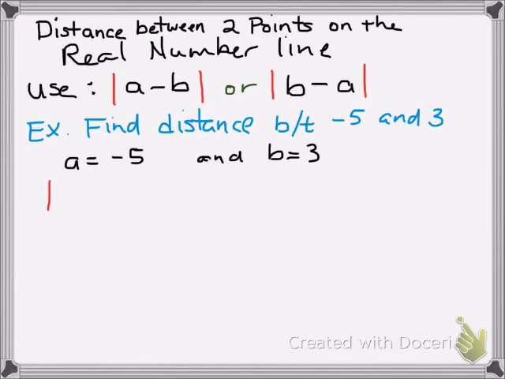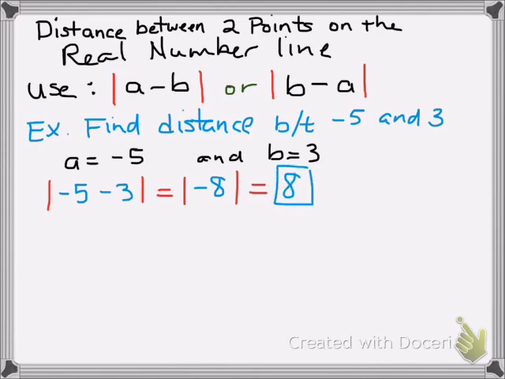So using the formula, we have the absolute value. We're going to substitute the value of a with -5, minus substituting the value of b, which is 3. Well, -5 minus 3, since they're both negatives, becomes -8. But we already talked about absolute value, and we said it's always going to be positive because of the distance. So the distance will be +8.